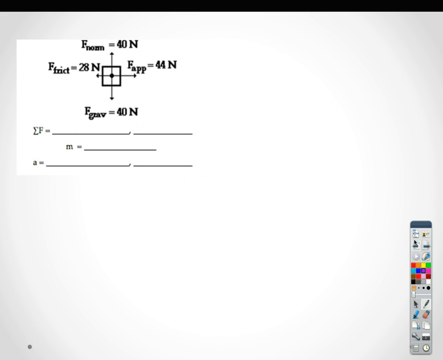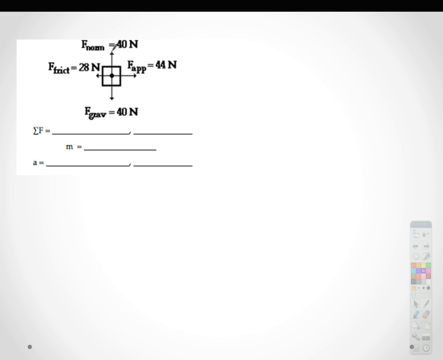Okay, the last one. So this one, it will be the opposite. Now, instead of giving the mass and the acceleration, you need to calculate the mass and acceleration. So what we have here is they give you all the forces that are acting on the body. For the net force, look at all the forces acting on the body.